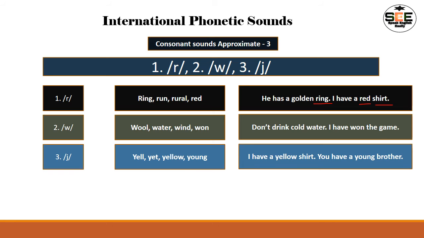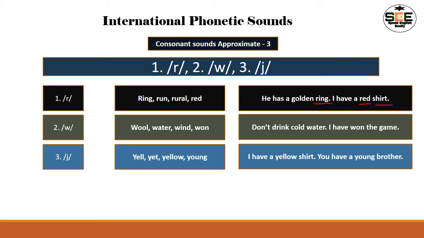W, it is normal w, number 2, it is the normal w sound. So here some words are available. W double L, will, and then water, W A T E R, water, W I N, win, W O N, won. So definitely every word has its w sound, right.